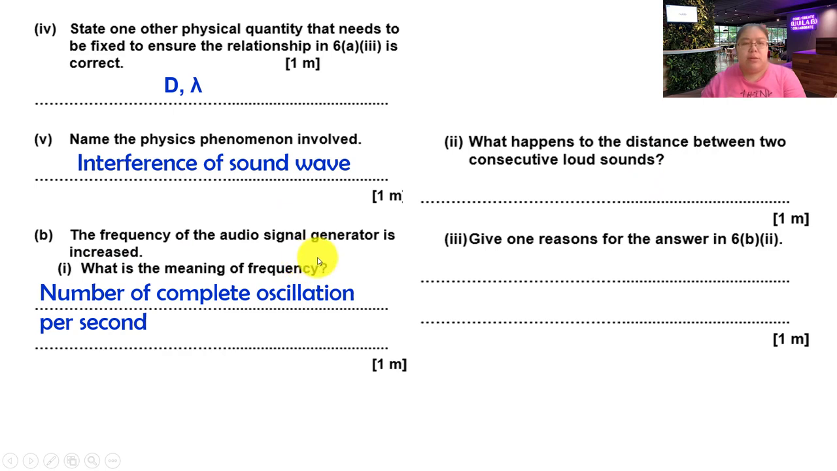Okay, the frequency of the audio signal generator increases. So from here, what happens to the distance between the consecutive louder sounds, that means the x. So frequency high, the lambda should drop. Lambda drops, then the x also will drop. So the answer is decreases. Give the reason, then we talk about the lambda and frequency relationship. So that means lambda decreases as the f increases.